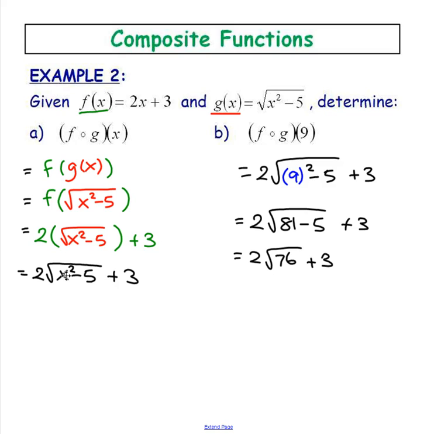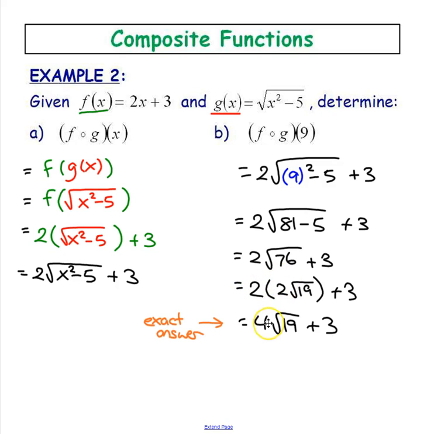You could square root it, or you can try to simplify it a little bit and break it down. I broke it down to 2 root 19 using grade 11 skills, and then you get 2 times 2, which is 4 root 19 plus 3. If you wanted an exact answer, you just leave it like that, or you can always convert it to a rounded decimal answer. And then I just put the approximation dot.